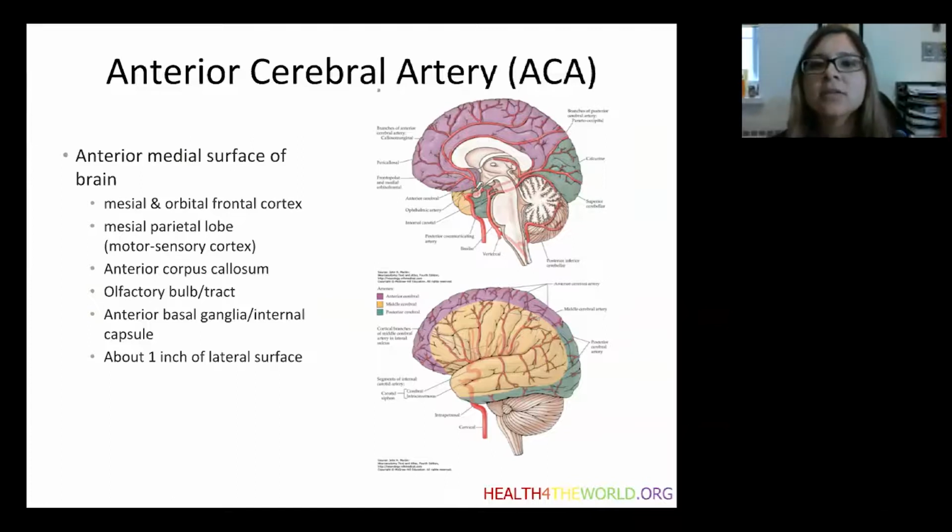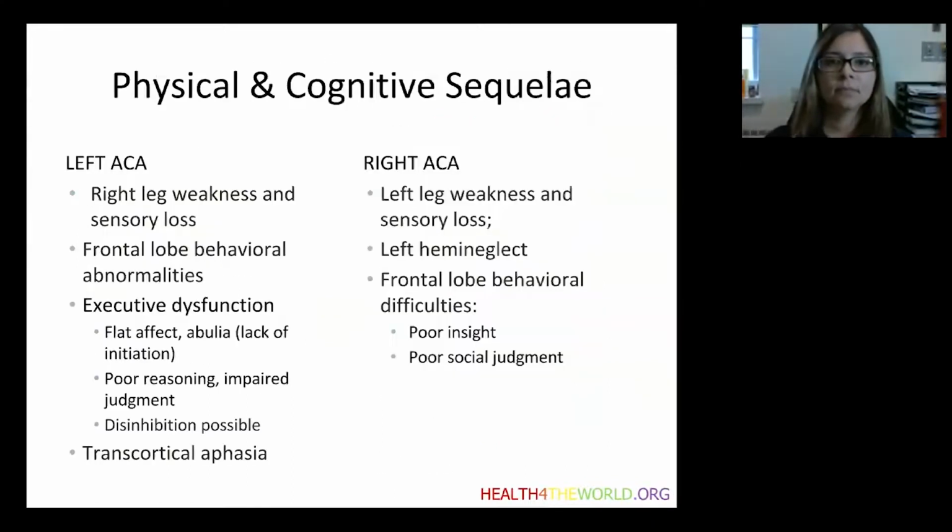As you can see, there are several branches of the anterior cerebral artery. We won't be discussing each branch in detail, but we'll be discussing the functional outcomes after a stroke anywhere within the ACA vasculature. So there are both physical and cognitive consequences of a stroke in the anterior cerebral artery.